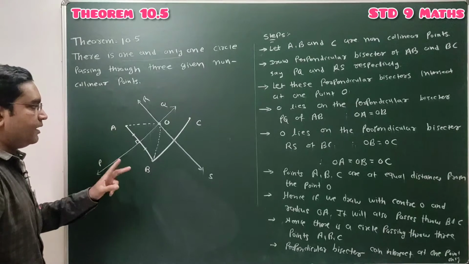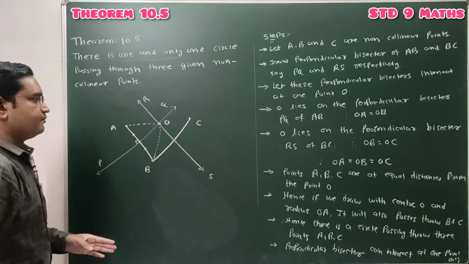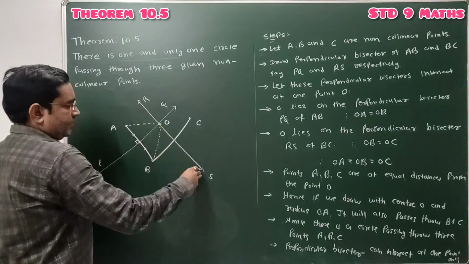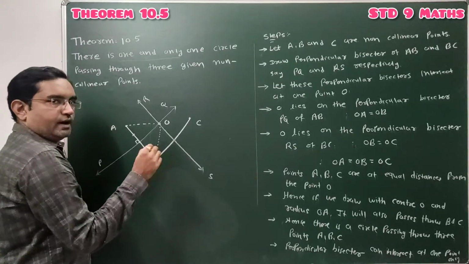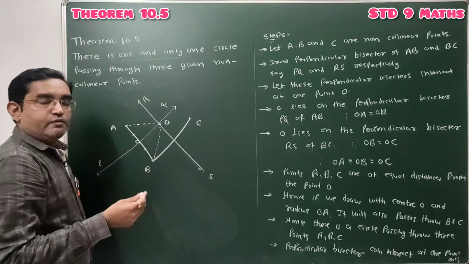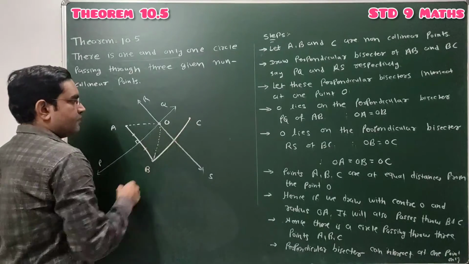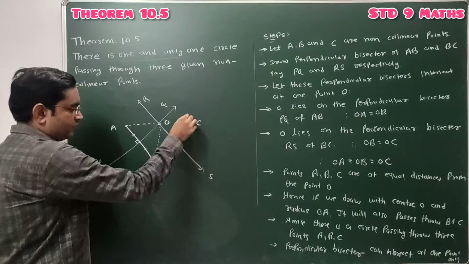The same concept can be applied to the perpendicular bisector RS of the line segment BC. Here line RS is the perpendicular bisector of this line segment BC. Hence every point on this perpendicular bisector will be at equidistance from the endpoints B and C. So this point O lies on the perpendicular bisector RS of BC.